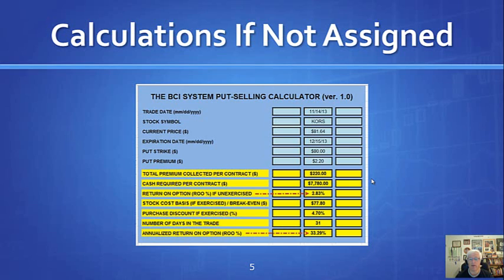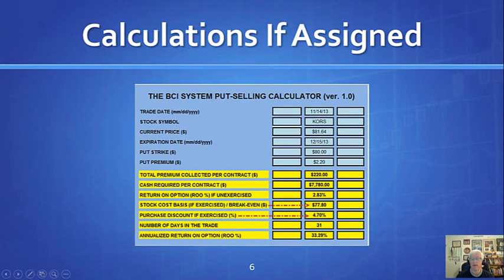We get that by dividing 220 by our cost basis of the $80 strike minus the put premium. So $7,780 per contract is our cost basis. So our 1 month or 31-day return is 2.83%, which annualizes out to 33.29%. Now, what if the option is exercised if the price of the stock dips below the $80 strike?